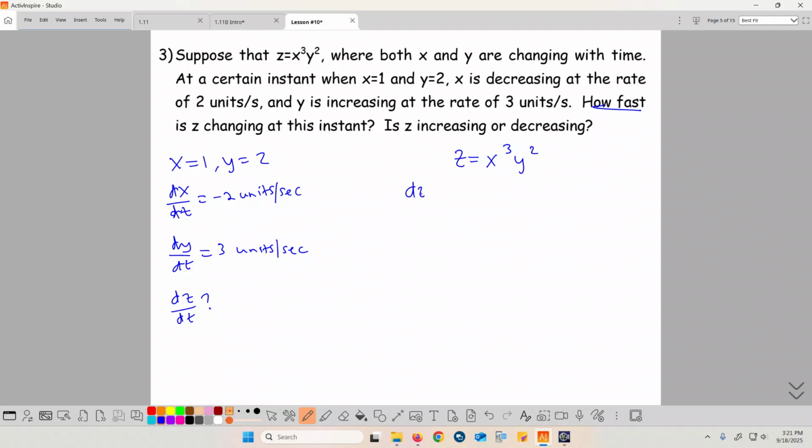That means we're going to get dz dt equals, when we derive, oh, by the way, this right here is a product rule, right? Remember, your product rule is f prime of g plus g prime of f, where you say f and g are the two pieces here, right? Okay, so let's start with the derivative of x cubed. That's just going to be 3x squared dx dt. And we want to multiply that by y squared, because that's just the first part of the product rule right there. Okay, plus now we're going to derive y squared.